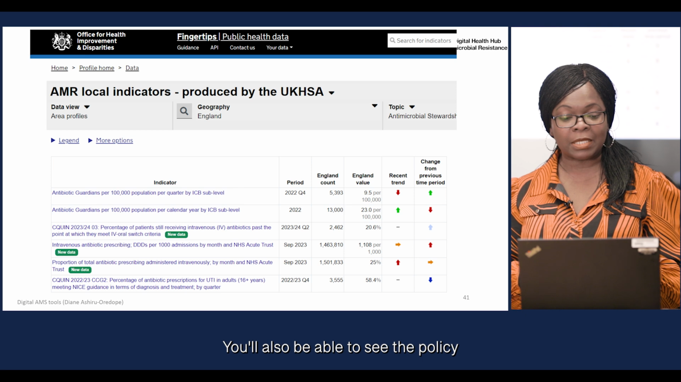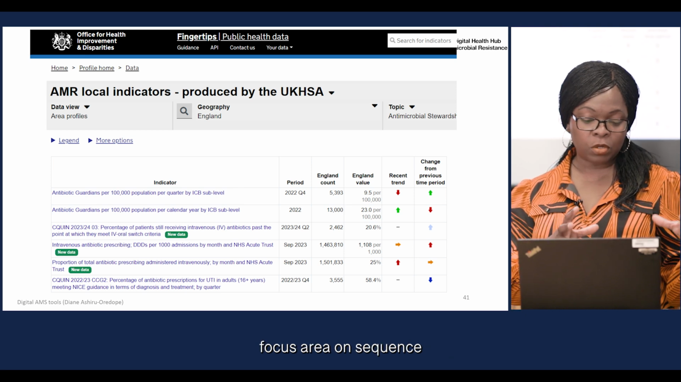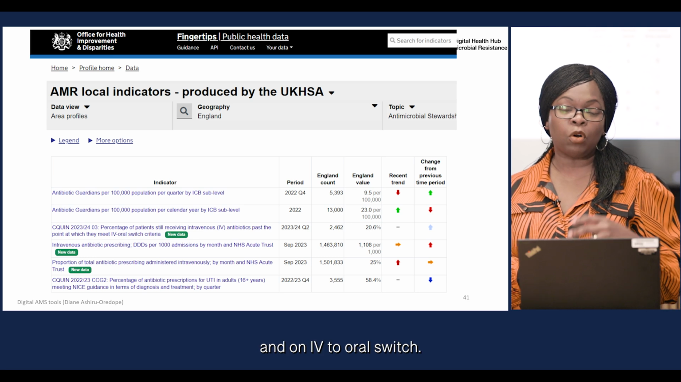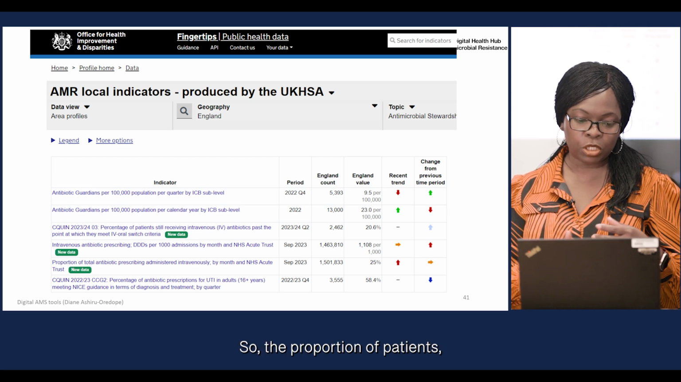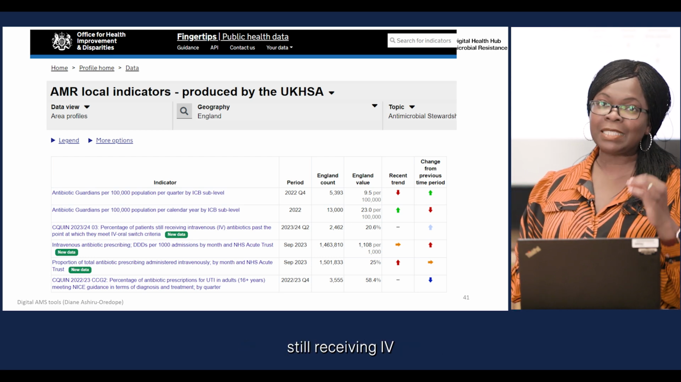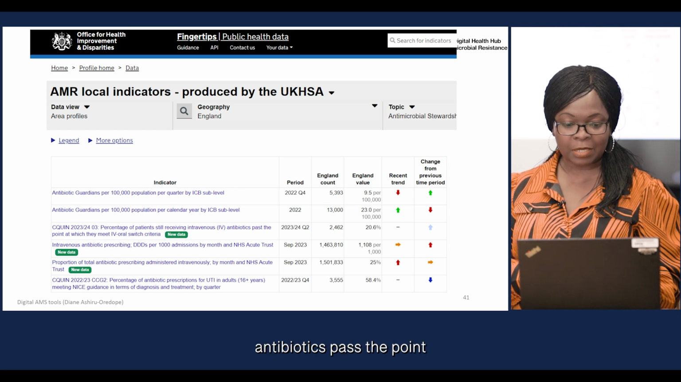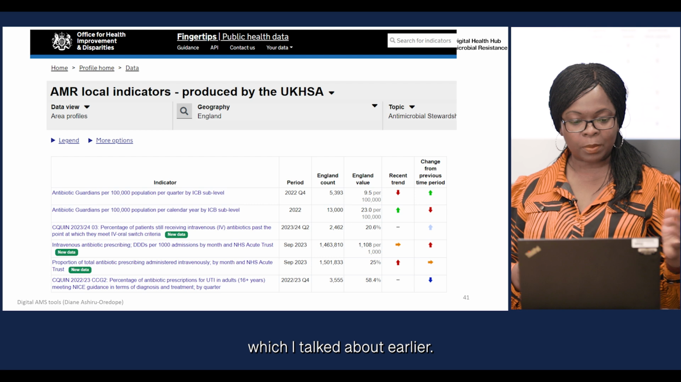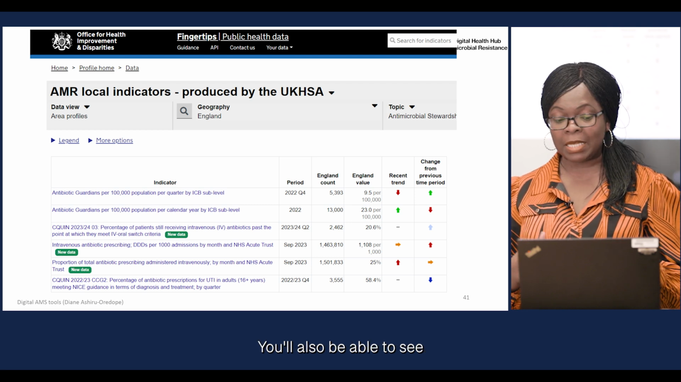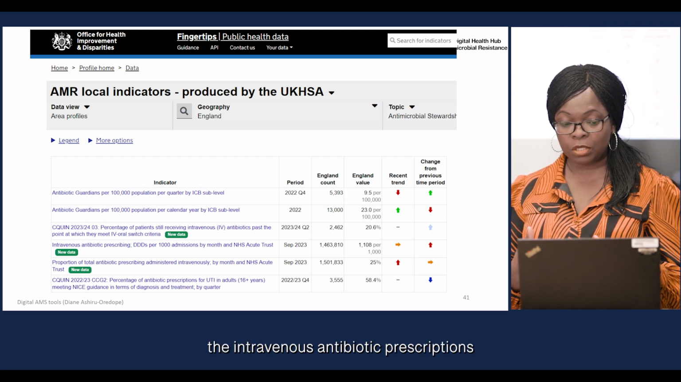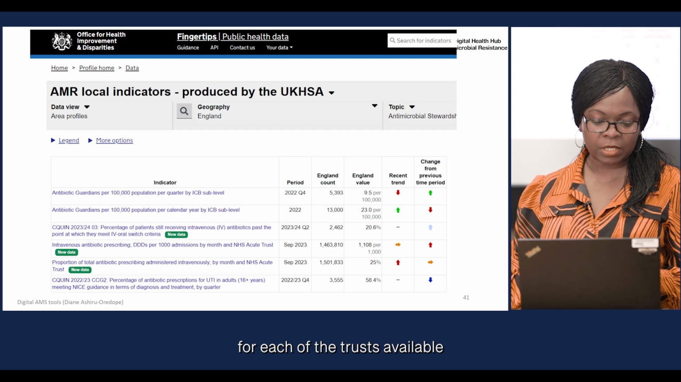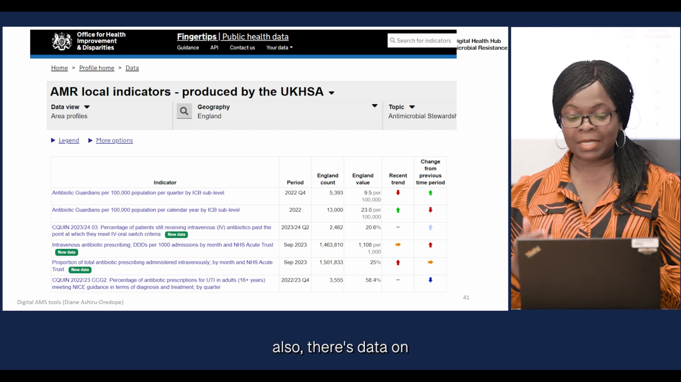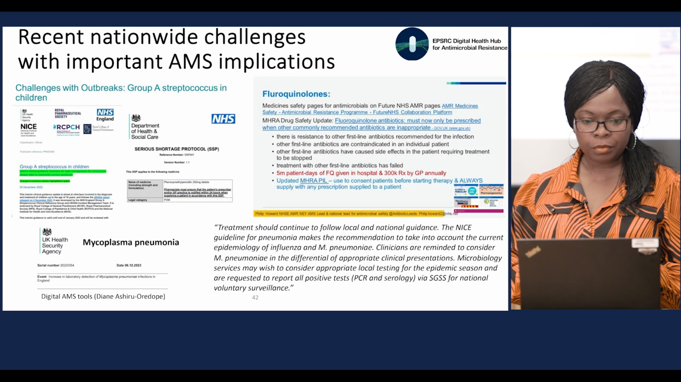You'll also be able to see the policy focus areas on sepsis, on assurance schemes, and on IV to oral switch. So the proportion, or percentage, of patients still receiving IV antibiotics past the point at which they meet the IV to oral switch criteria, which I talked about earlier. You'll also be able to see the intravenous antibiotic prescribing rates for each of the trusts that you may have an interest in. But on there also, there's data on antimicrobial consumption.